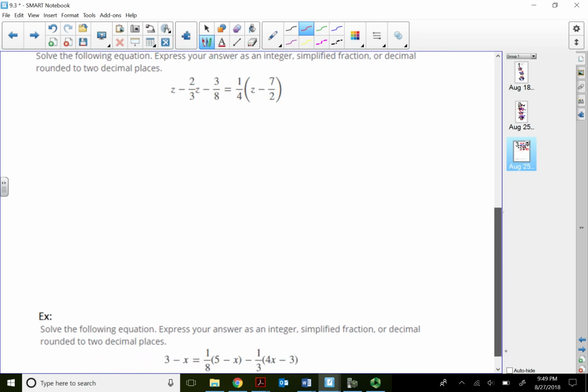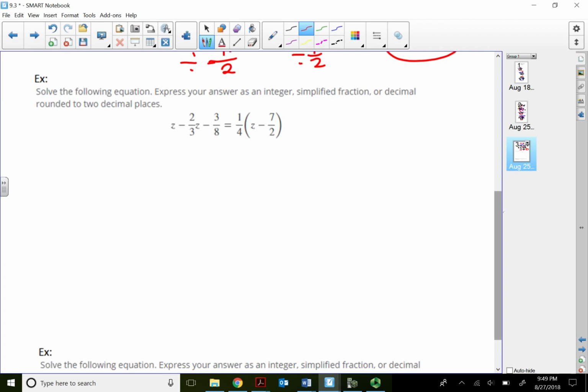All right, got 2 more to go. I know this video drags a little bit. So this one, tell you what, I'm going to clear the fraction for you once I do my distributive property. So let me go ahead and do the distributive property here for this fourth term. 1 over 4 times z, 1 over 4z, minus 1 over 4 times 7 over 2. The top 7, bottom 4 cannot be reduced. So that would just be 1 times 7 is 7, 4 times 2 is 8.